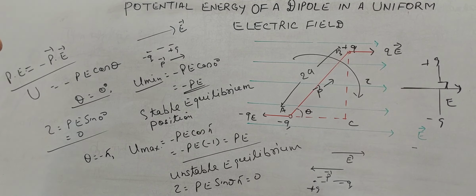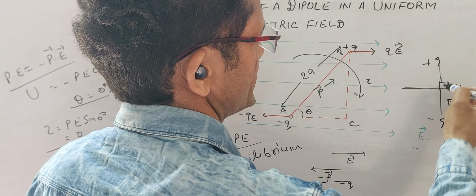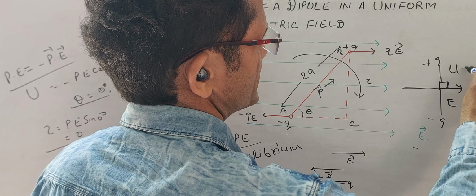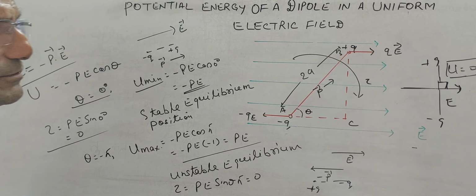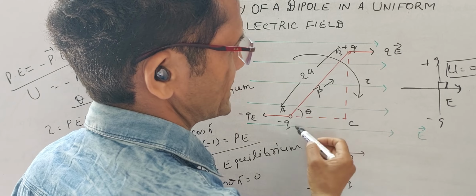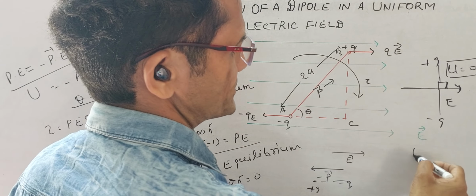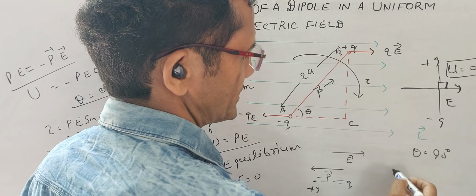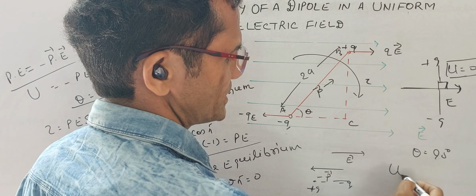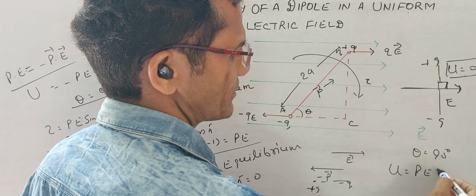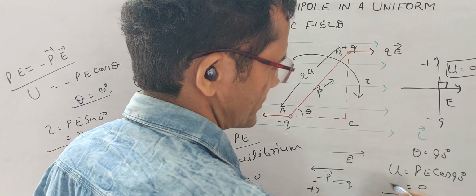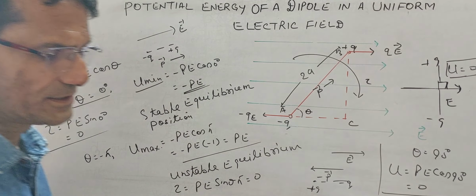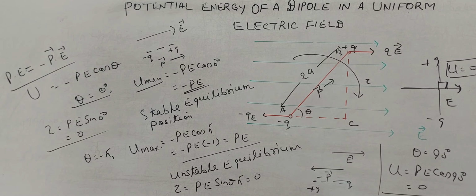Now the third case will be this one. Potential energy can also be 0 whenever the angle between the electric field and the dipole moment is equal to 90 degrees. Your potential energy in that case is pE cos 90, which will be 0. These are the three situations in which the dipole can remain.